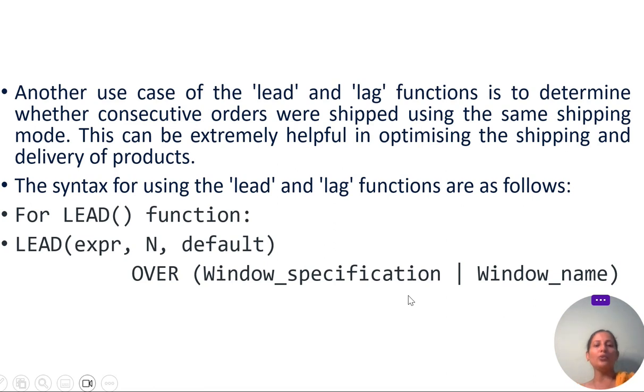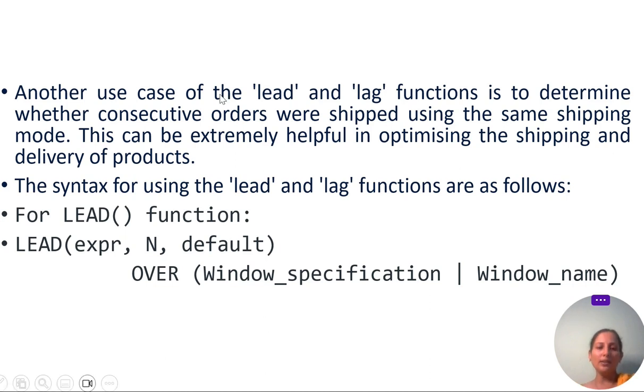Another use of lead and lag functions is to determine whether consecutive orders were shipped using the same shipping mode. This can be extremely useful in optimizing the shipping and delivery of the product. So it's mainly used in delivery, if we want to fetch information about the delivery of products in a very big company or a small company.